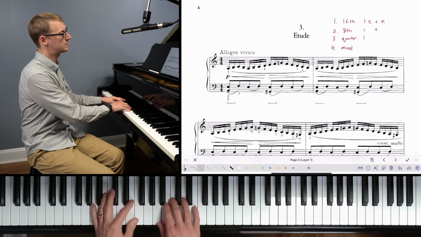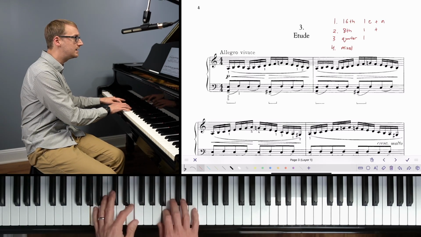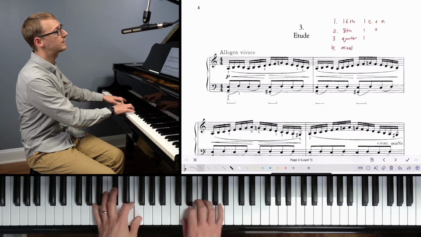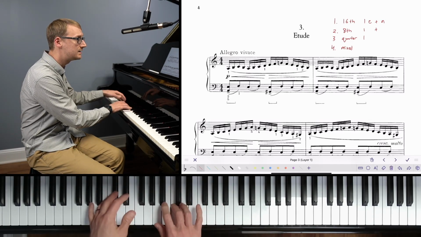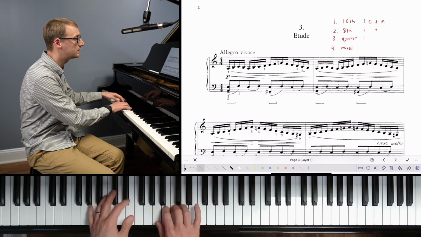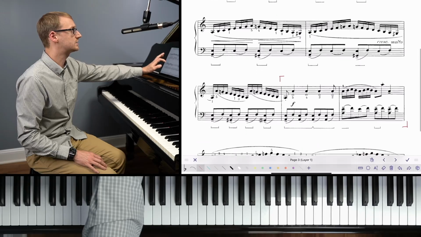So here we go. Here's just the beginning of the piece. 1 E and 2 E and 3 E and 4 E and 1 E and 2 E and 3 E and 4 E and 1, right? That's the first part of this piece.